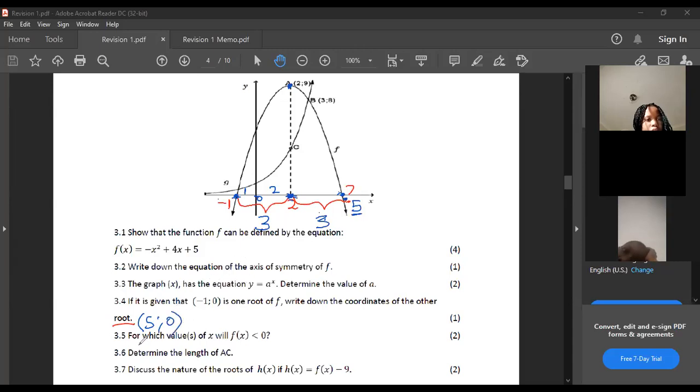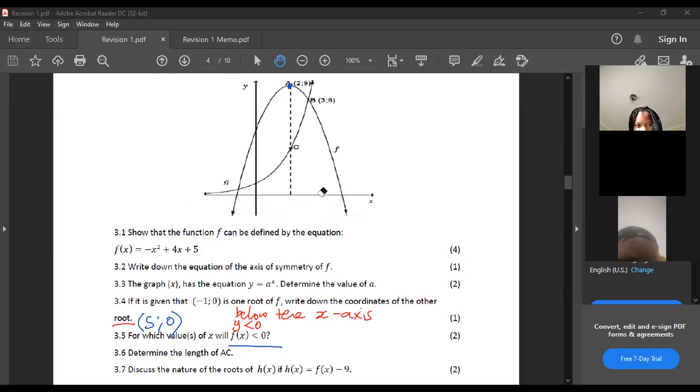Okay. Then for which values of x, these are interesting questions. For which values of x will f of x be less than 0? When you say f of x is less than 0, what do you mean? F is y. When you say f of x is less than 0, you're saying y is less than 0. We are saying below the x-axis. This is very, very important, guys. Below the x-axis. So if you're saying f is less than 0, you're saying y is less than 0. You're saying below the x-axis. So where do you find this graph below the x-axis? That's what it means.